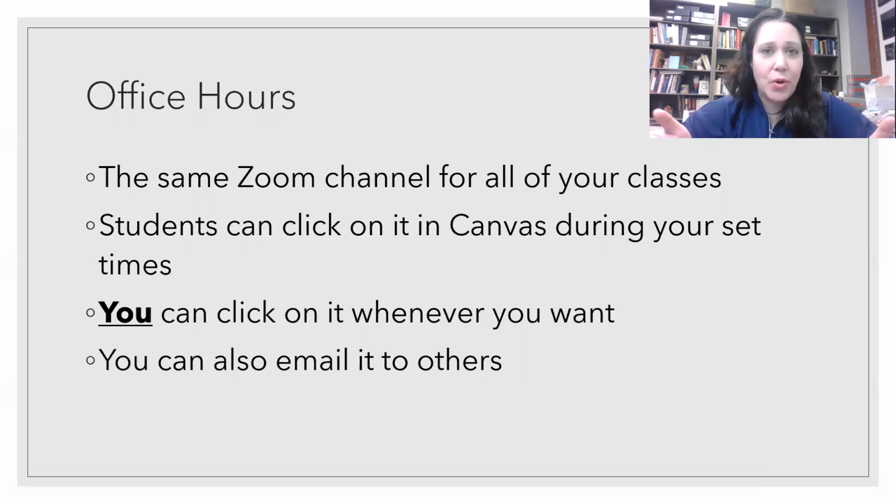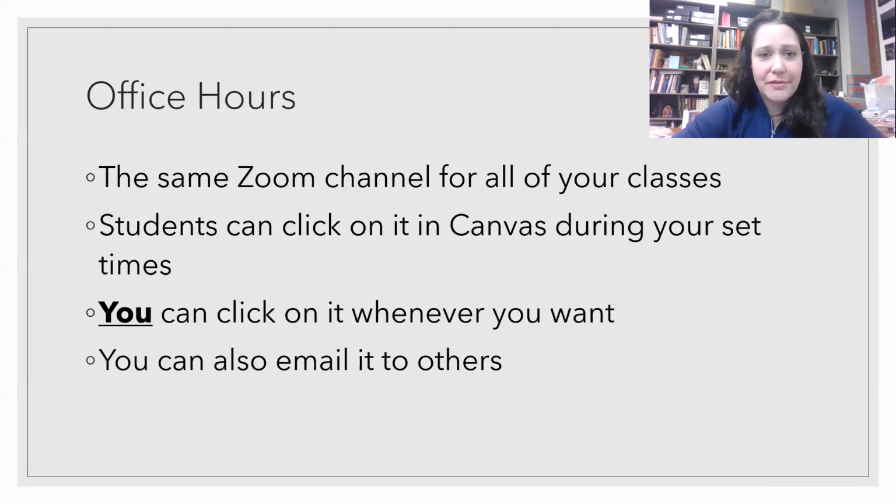So you're available to anyone, and you can click on that whenever you want, and you can also email that to other people. So let's say, for example, that you're going to have an advising session. So you have some people who are your advisees who aren't actually in one of your classes. You can still send that same Zoom link to your advisees and have an advising office hour, for example. So how do you do that? How do you know where that link is so that you can email it to other people? So let me show you that here.